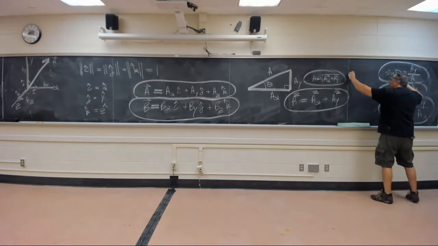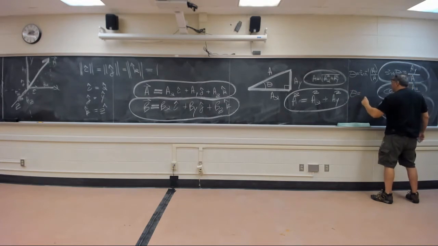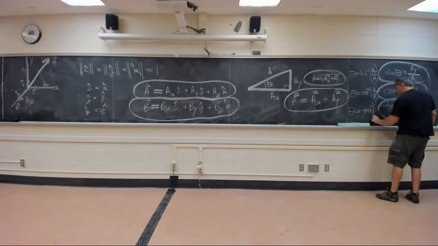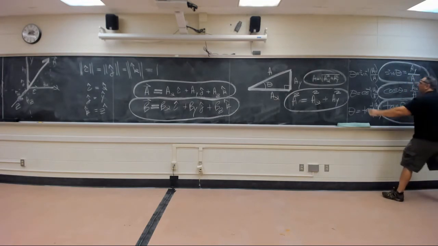If I wanted to find what theta was, I'd get the inverse sine of the ratio AY over A. If I want to find what theta was here, I could still find the same theta, but if I got the inverse cosine of AX over A, you got this. If I get the inverse tangent of this ratio, so on and so forth.